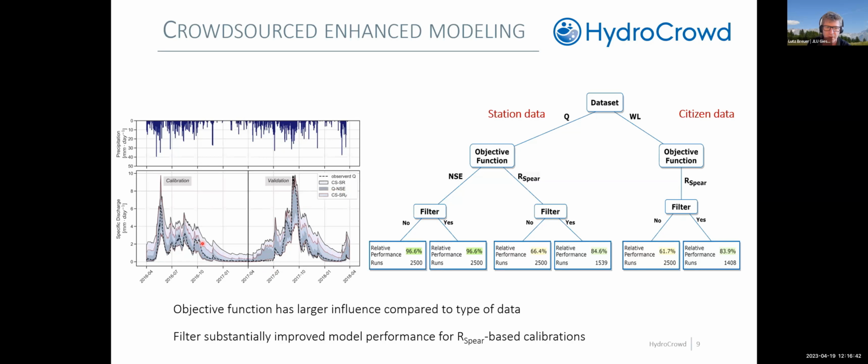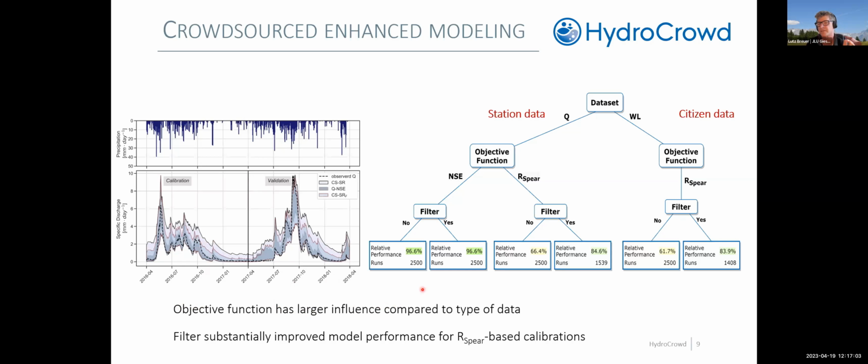So overall, our conclusion is that yes, the citizen science data have a significant value for model applications. In our case, we also concluded that the objective function has a larger influence compared to the type of data.